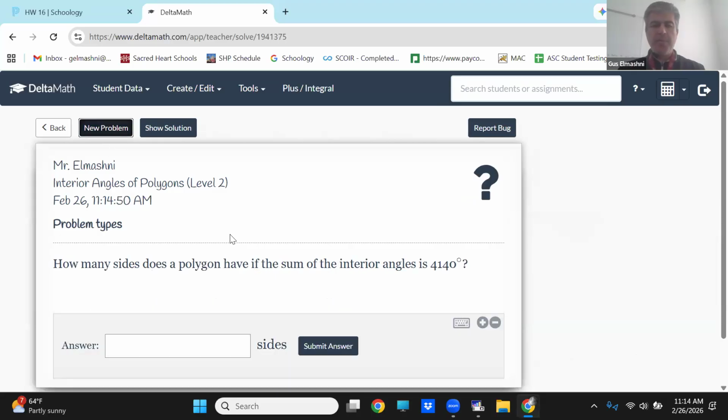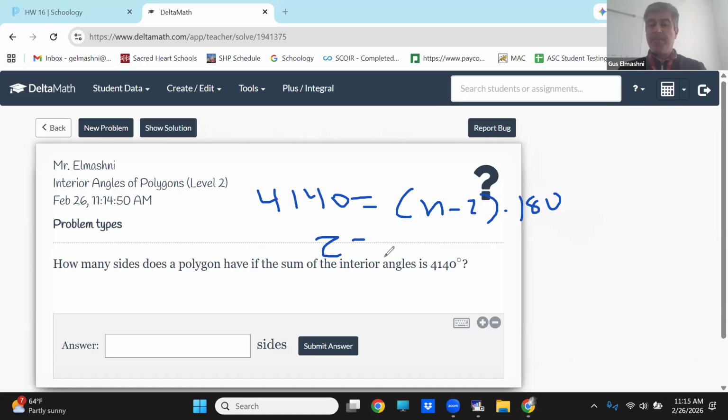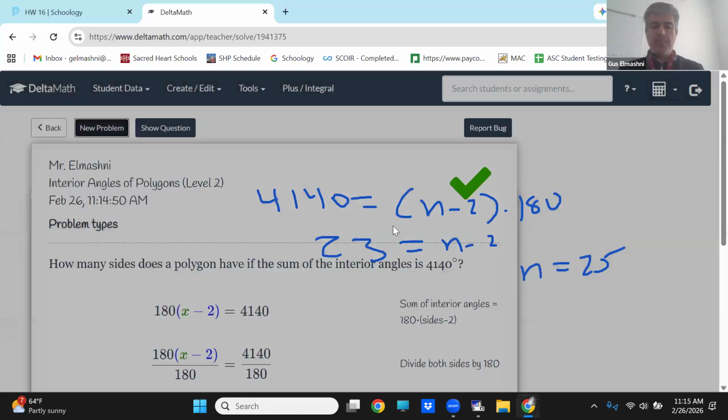Or what's another one here? Okay, how many sides does a polygon have if the sum of the interior angles is 4140? So I'm going to set 4140 equal to the formula, right? What's the formula again? N minus 2 times 180. And then this is where, actually, I could do this in my head. I think it's 23, but use a calculator if you need to. I think it should be 25, but calculator's okay. 25. I am sure of that, yeah.